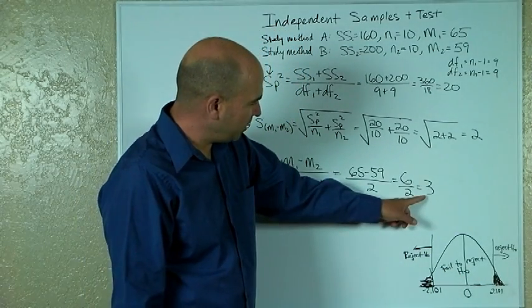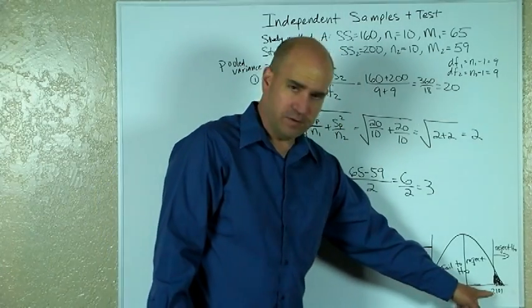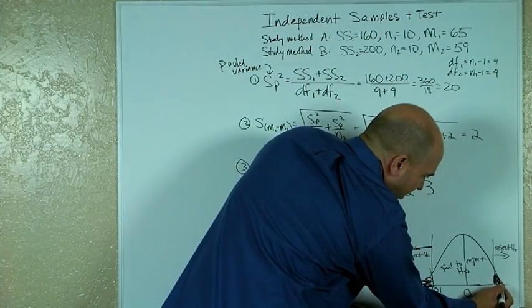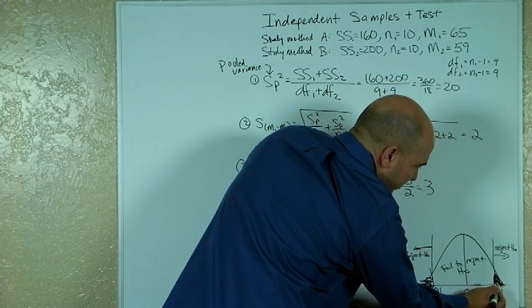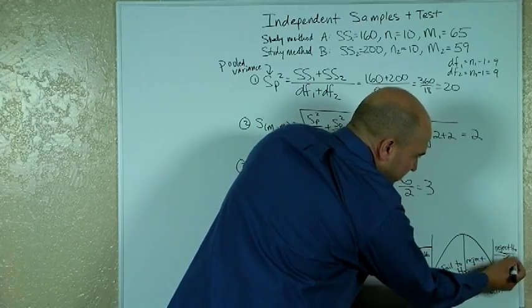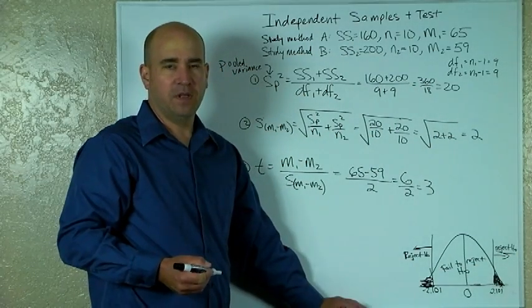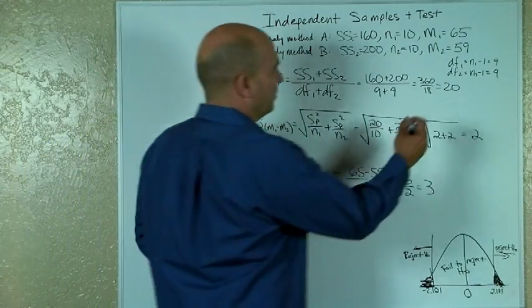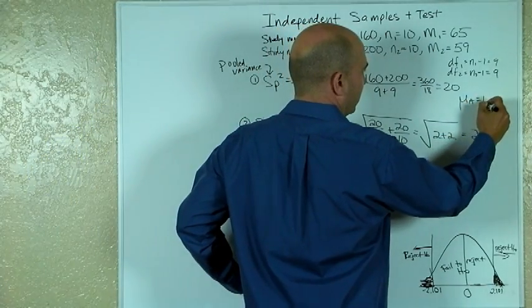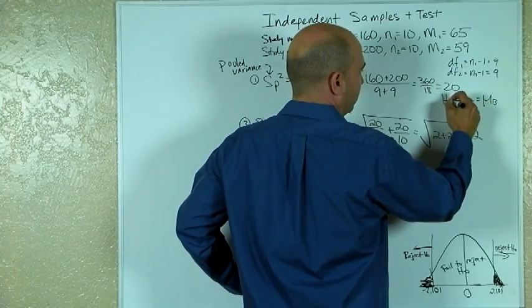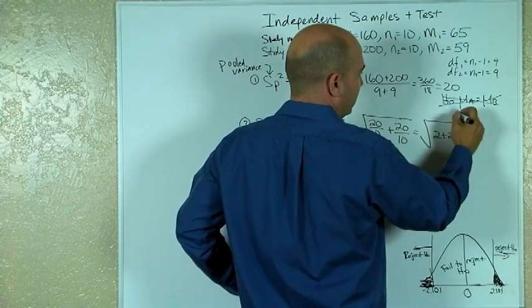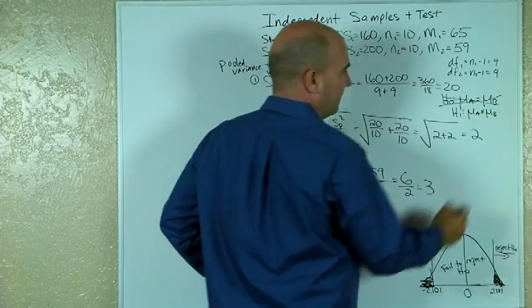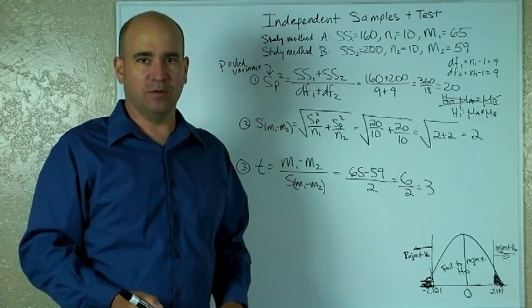I have a t of 3 that I calculated. My critical value is 2.101. So notice here that my t of 3 is beyond the value 2.101, so I will reject the null hypothesis here. Recall that the null hypothesis stated that the population means for A and B were equal. I am rejecting that, and now I am going with the alternative, which says that the means are not equal for the two groups.